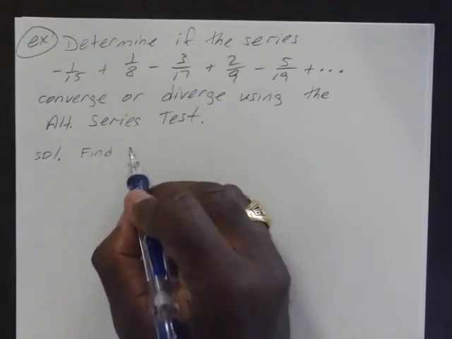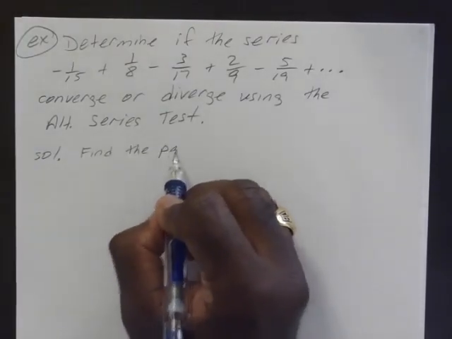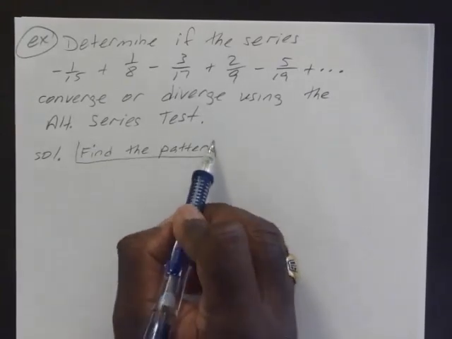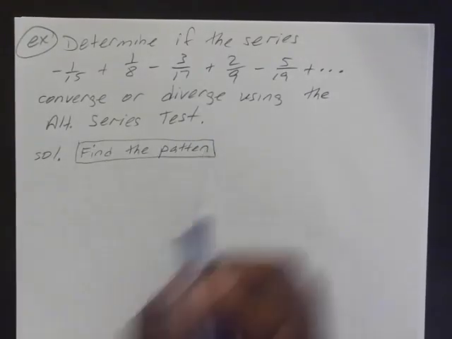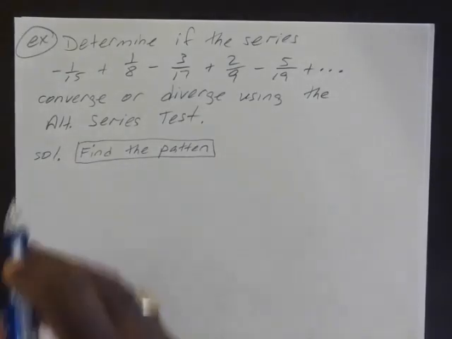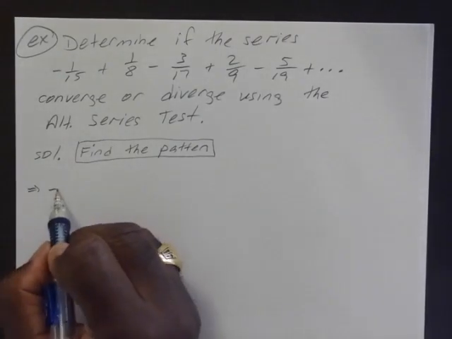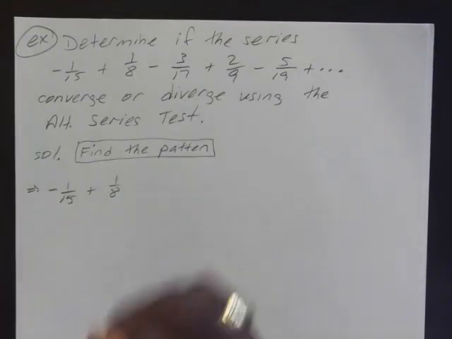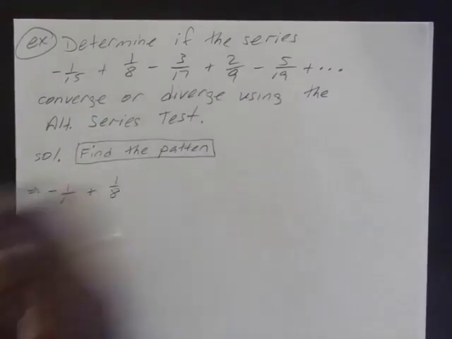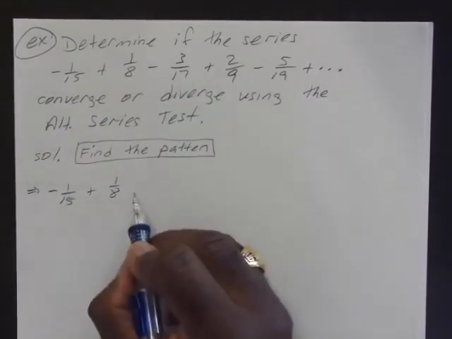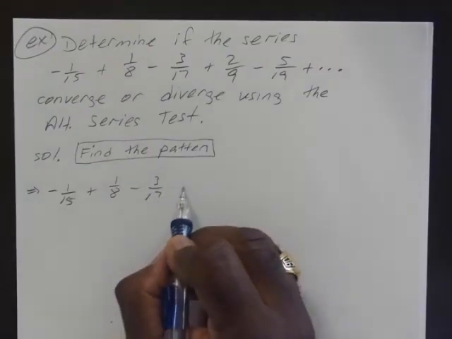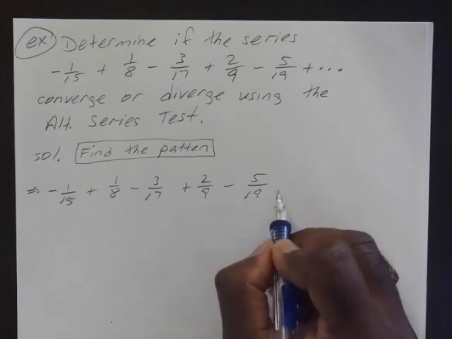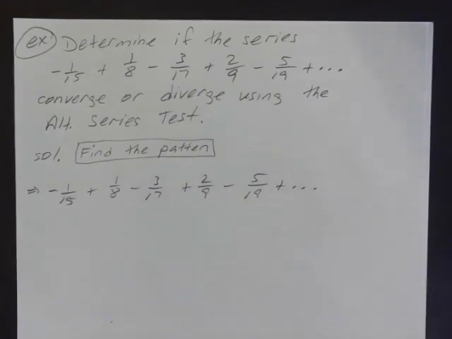Okay, so again, first thing you want to try and do is find the pattern. Again, easier said than done sometimes, but it is the first step. And I'll go ahead and rewrite it. So -1/15 plus 1/8, make that 5 a little bit neater than that, minus 3/17 plus 2/9 minus 5/19 plus, and it keeps on going.